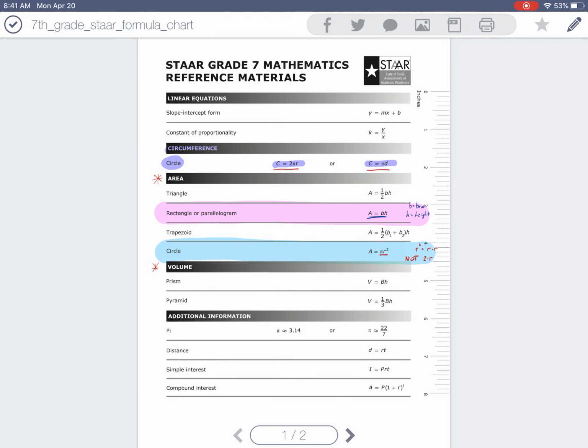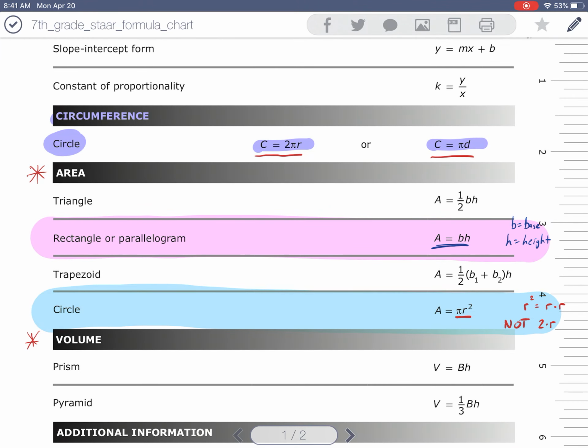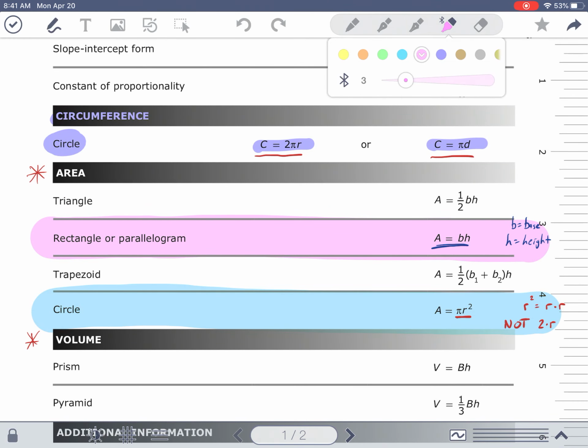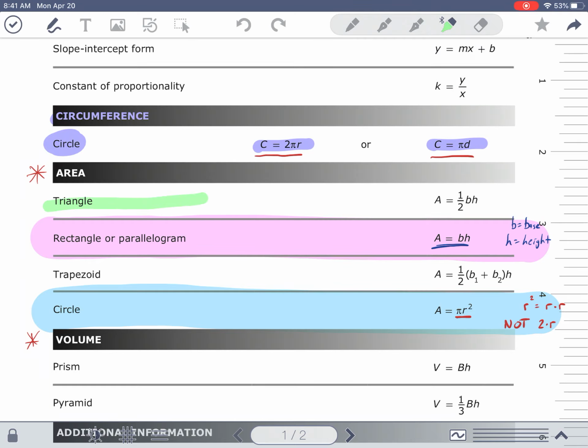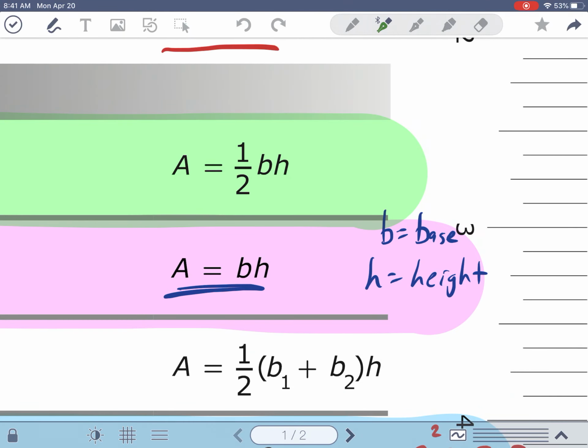We're going to go over to our star reference sheet. The formulas are a little bit different from one another, so that's why they're written separately. Here's a triangle. For that triangle, we've got 1/2 BH. That B and that H are the same as listed for a rectangle and parallelogram. B is the base, H is the height.